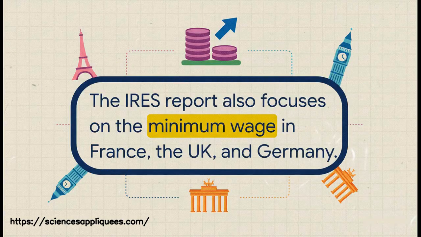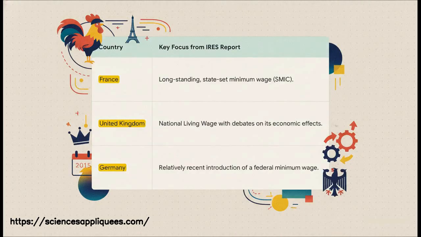The IRES report gives us another powerful comparison to work with. This time, it's between France and two other major European players, including a key country in the Anglophone world, the United Kingdom. And the topic? The minimum wage. What I love about this table is how clearly it shows three completely different paths. You have France, with its famous SMIC, a state-mandated minimum wage that's been around for ages.